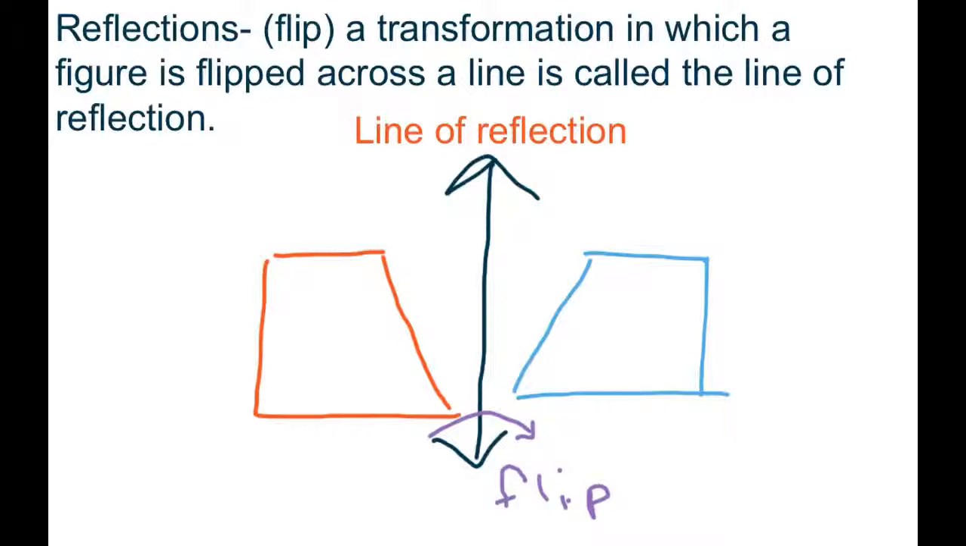Reflections are a transformation in which a figure is flipped across a line, which is called the line of reflection. Here we see that the red image is flipped across this line to create the blue image. Let's go ahead and do some examples.